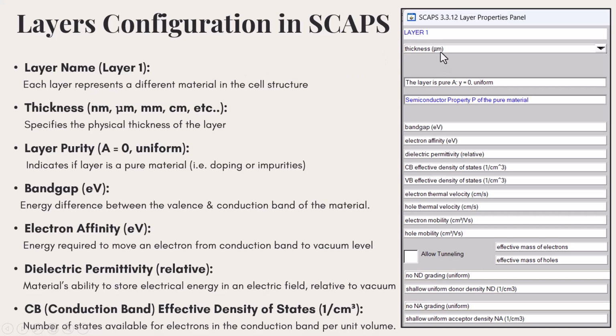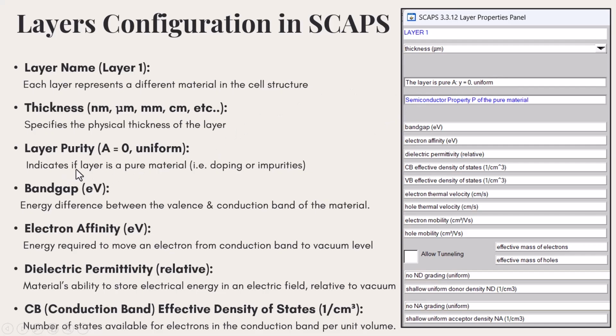Now, you have to specify the thickness of the layer. The thickness could be in nanometers, micrometers, millimeters, centimeters, etc. We have also the purity layer. This field gives you the ability to input whether the material that is used for making up the solar cell has been doped or it is a pure material. So if it is a doped material, the number will indicate. If it is a pure material, the number that is entered will also indicate.